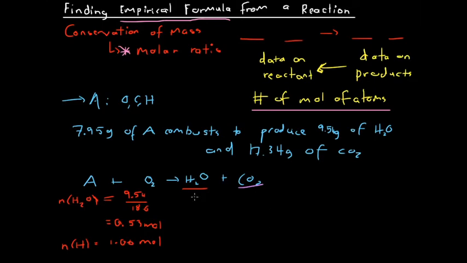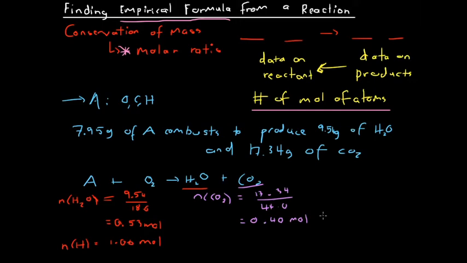Now if we look at the carbon dioxide, the mole of carbon dioxide is equal to 17.34 over the molar mass, so the mass divided by the molar mass. The molar mass is 44.0. That's 12 from carbon and 2 lots of 16 from the oxygen. So that gives us 0.40 mole.